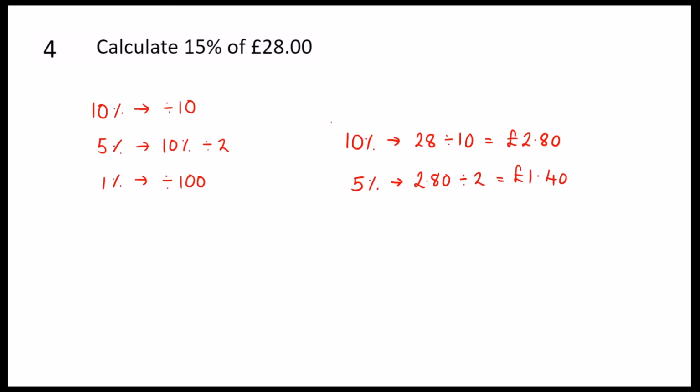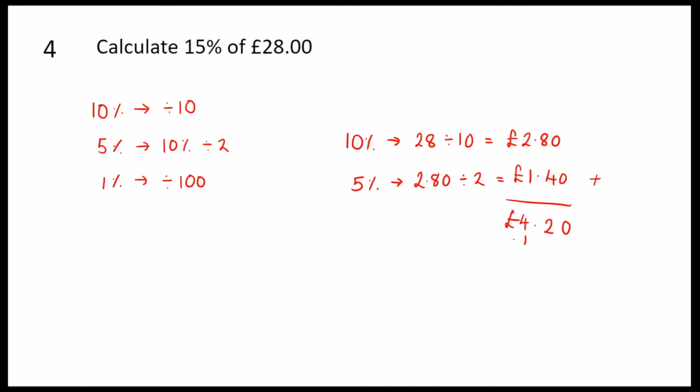Now, because there's one 10 and one 5, I can simply add these two answers together. So 0 add 0 is nothing, 8 add 4 is 12, 2, 1, and the 1 that I carried over gives me £4.20.